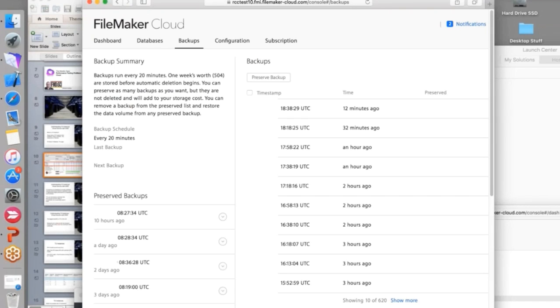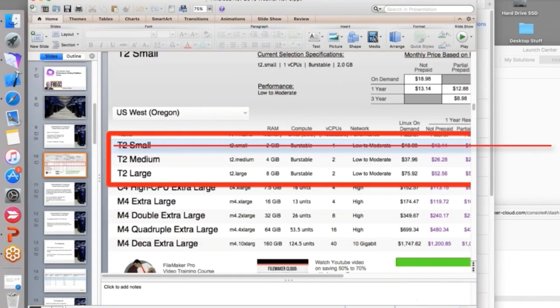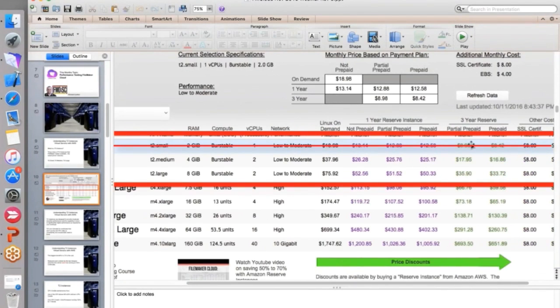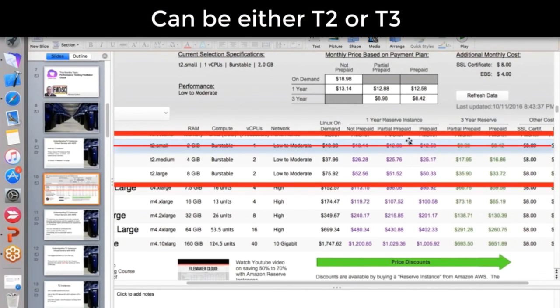So I am willing to answer, it's an open-ended Q&A period about FileMaker or Cloud or whatever you want to do. Feel free to ask questions here. So if we go back to the instance calculator right here, you get a T2 small, and you can get into it if you do a 1 year.